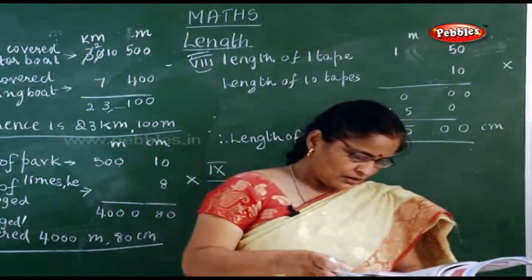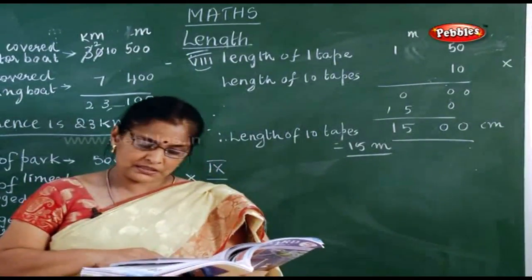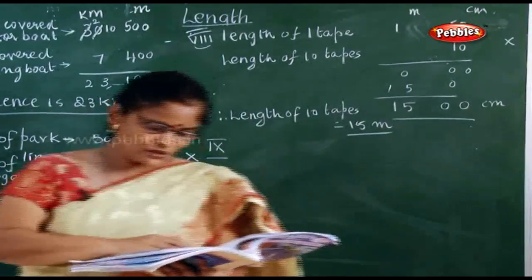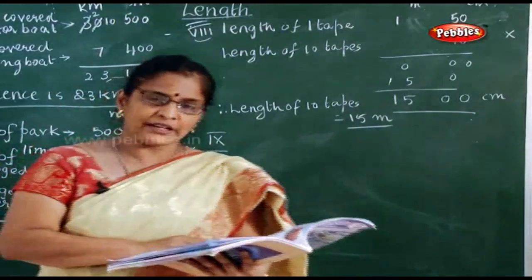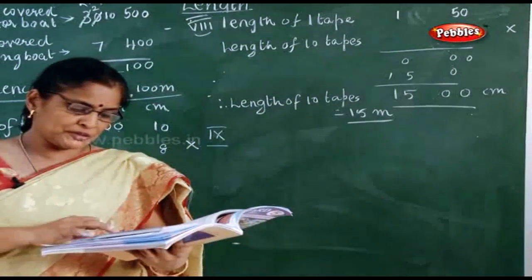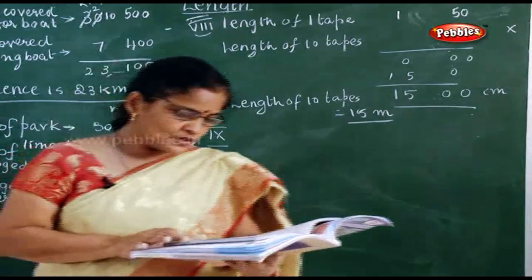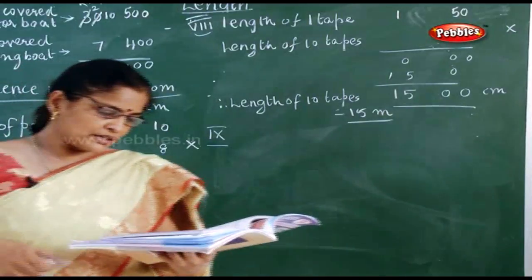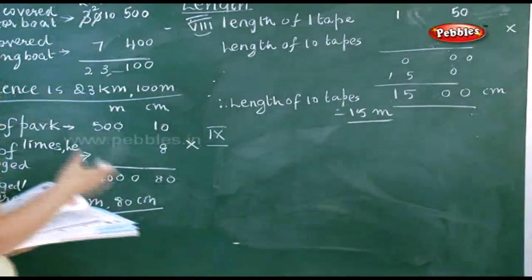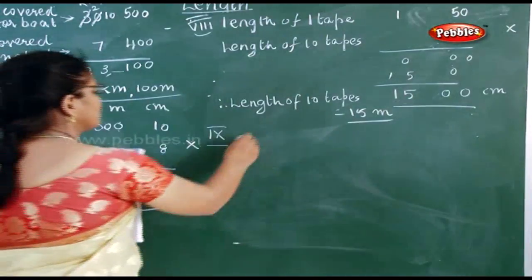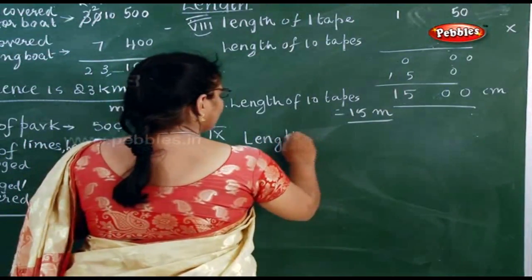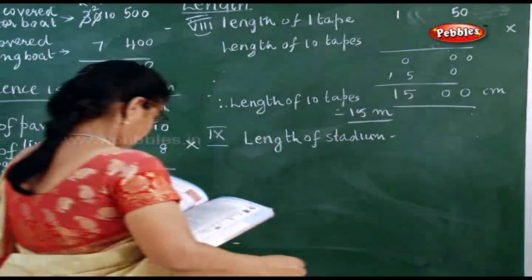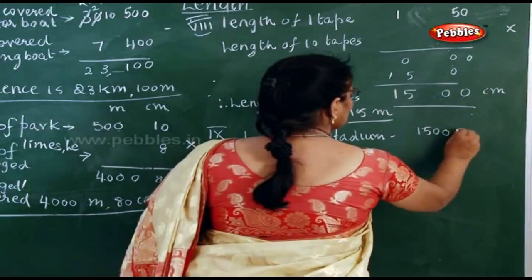Therefore, now what is the ninth sum they have given? The ninth sum is, the length of a sports stadium is 1500 meter. If a sportsman runs twice around it, he is rounding 2 times. So what is the total distance covered? So again, same here, it is multiplication. What is the length of the stadium? It is 1500 meter.